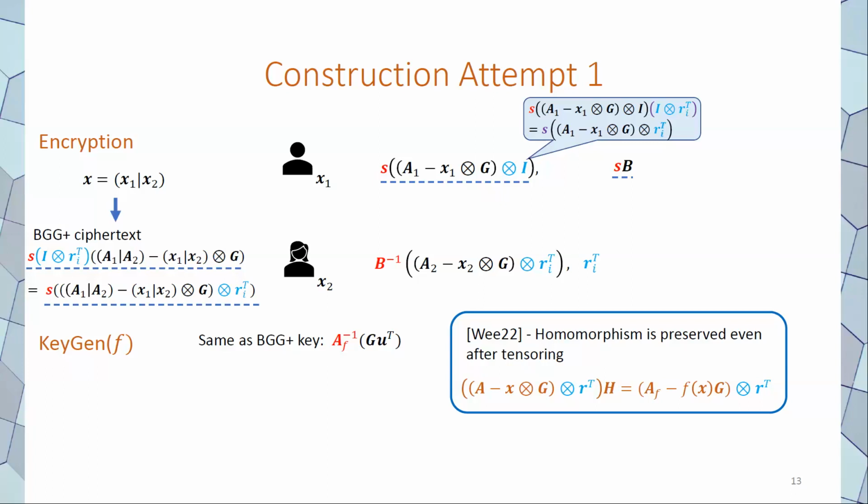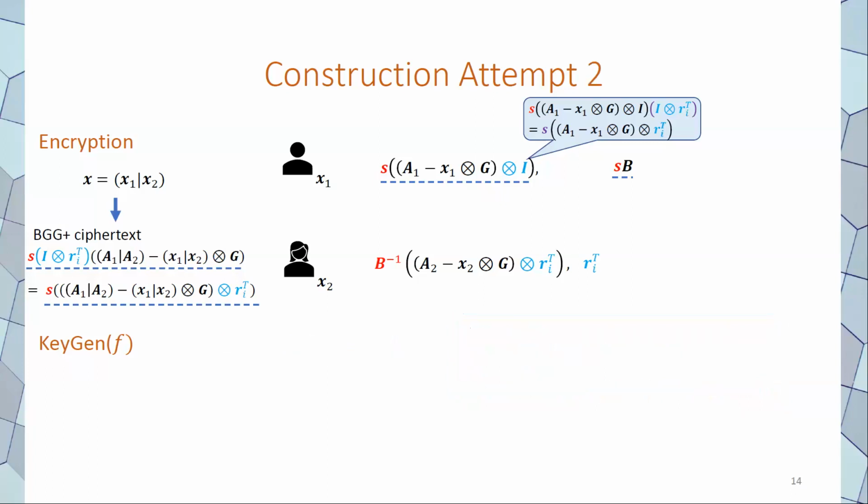So therefore, we can modify the key as follows. Now the key is changed to B inverse of AF multiplied with again public vector tensor I. And since user one is already giving out SP at the time of decryption, if we take the product of these two terms, we get SAF, which is what was intended.